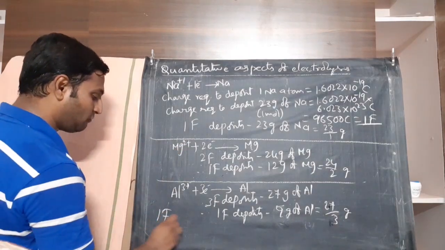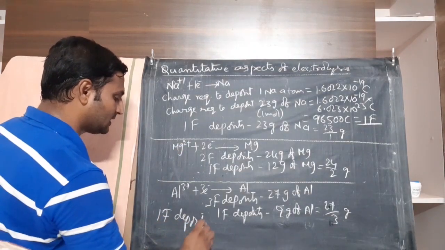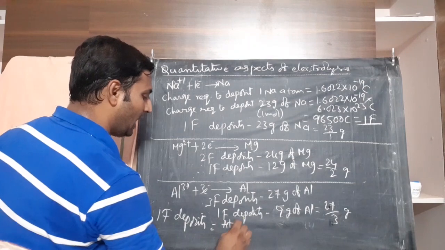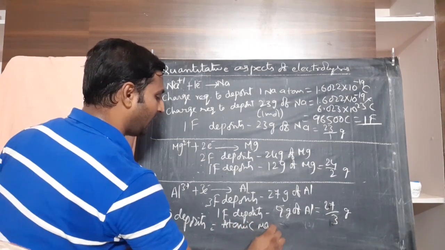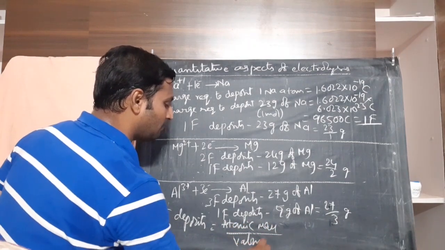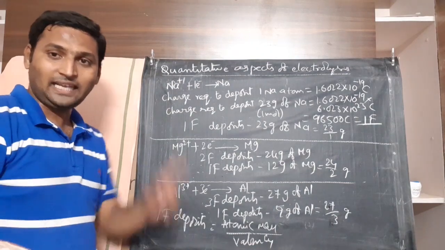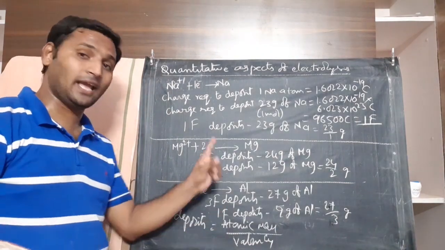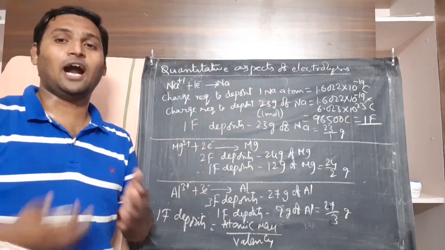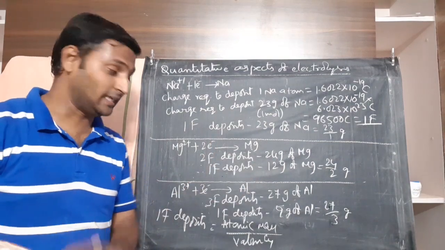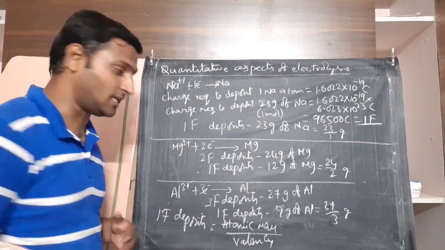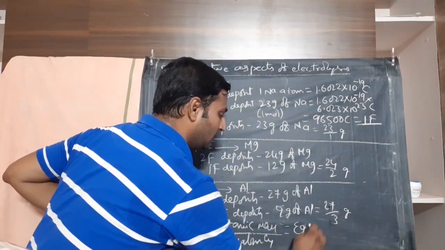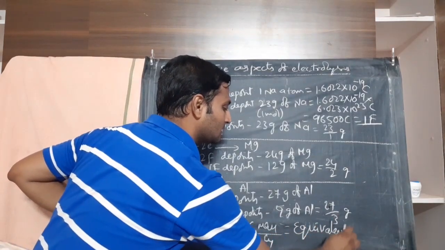So, 1 Faraday deposits atomic mass divided by valency much of that substance. Each Faraday of electricity deposits atomic mass divided by valency much of that substance. And what do you call the quantity atomic mass divided by its valency? Nothing but equivalent mass.